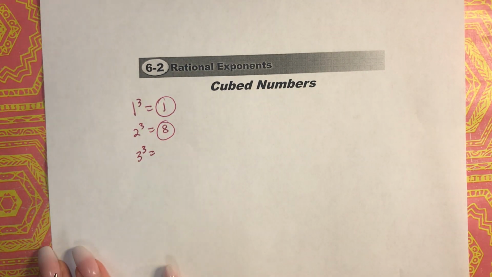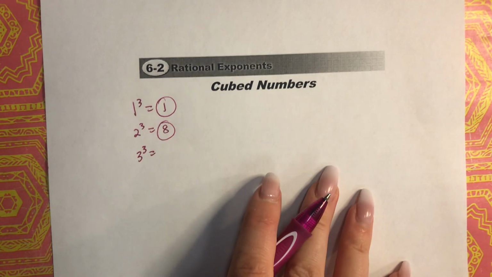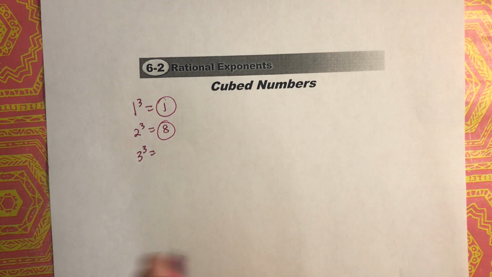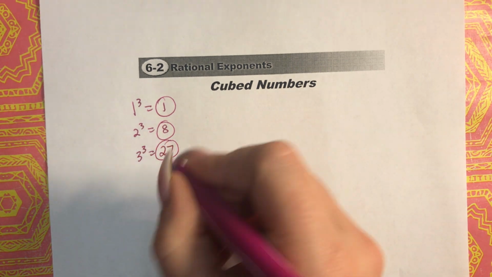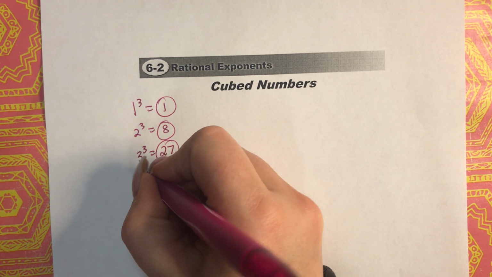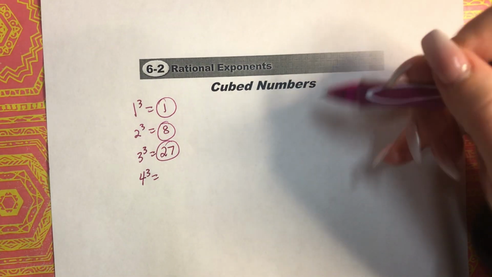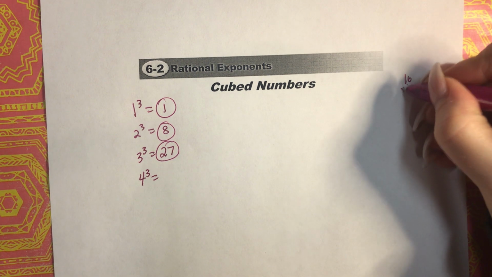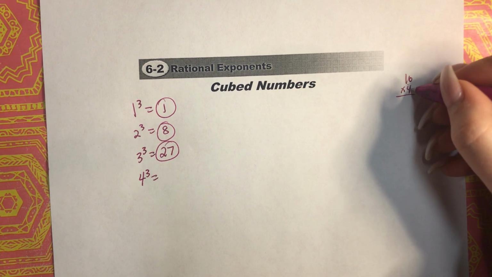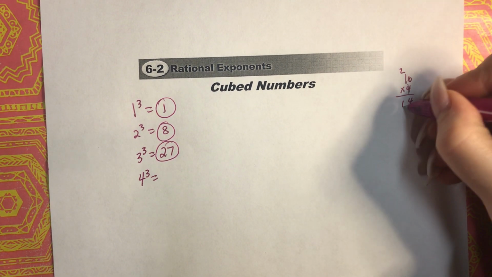3 cubed is the same thing as 3 times 3 times 3. 3 times 3 is 9. 9 times 3 is 27. So 27 is a cube number. 4 cubed, 4 times 4 times 4. What would that be? 4 times 4 is 16. 16 times 4 is, I'm pretty sure it's 64. Yeah, 64. So 64 is a cube number.